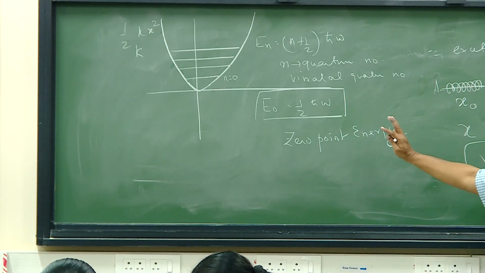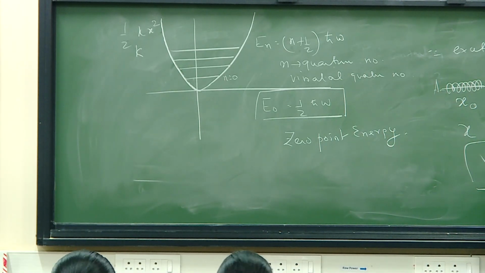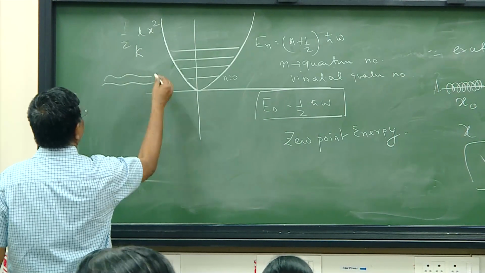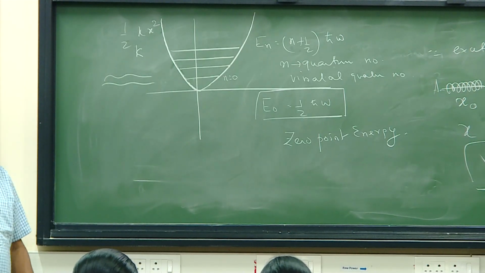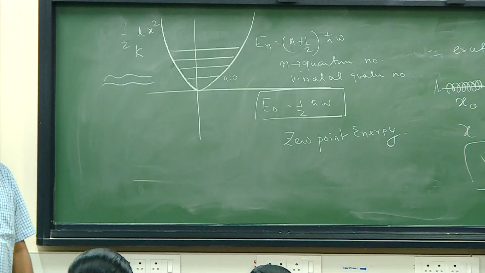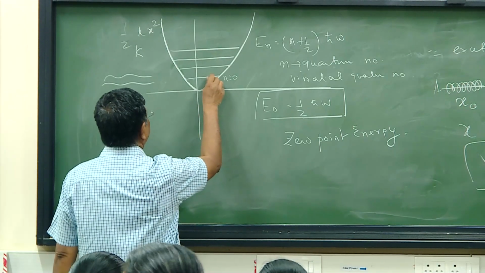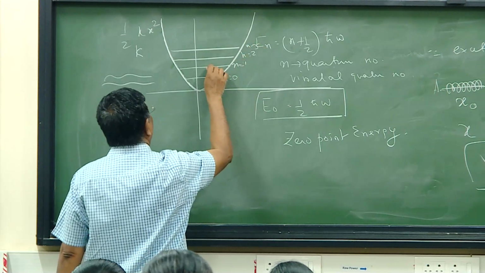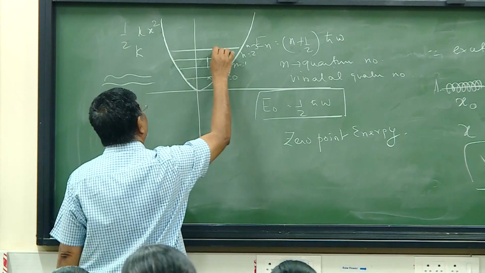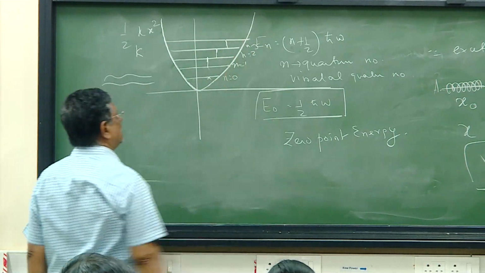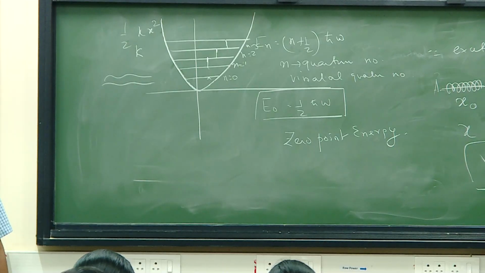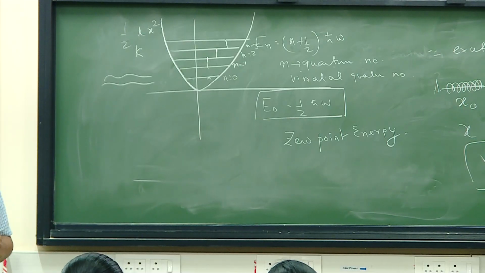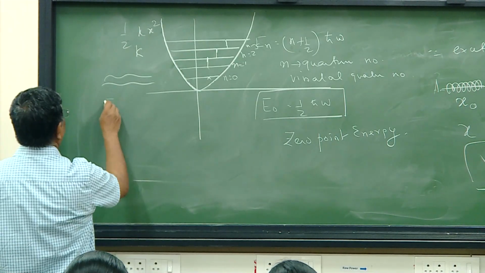Very, very important concept. You will learn more about this in future. Suppose I give electromagnetic radiation to this oscillator. Then what will happen? The molecules will move from n equal to 0 to n equal to 1, n equal to 2, n equal to 3. From here it will go to this, from here to this, from here to this. So if I give energy, I excite the molecule. This is basically electromagnetic radiation, EM.